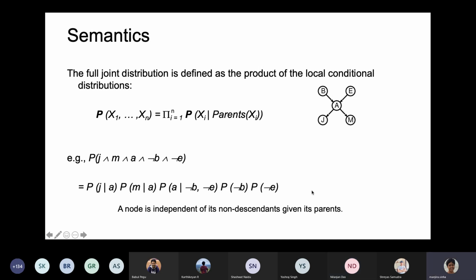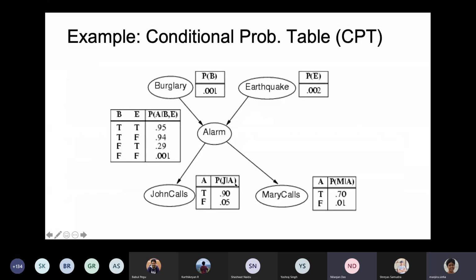So let us see, probability of J given A, sorry, is 0.9. Probability of M given A is 0.7. So 0.9 into 0.7, 0.63. Probability of A given not B not E, that is 0.001.